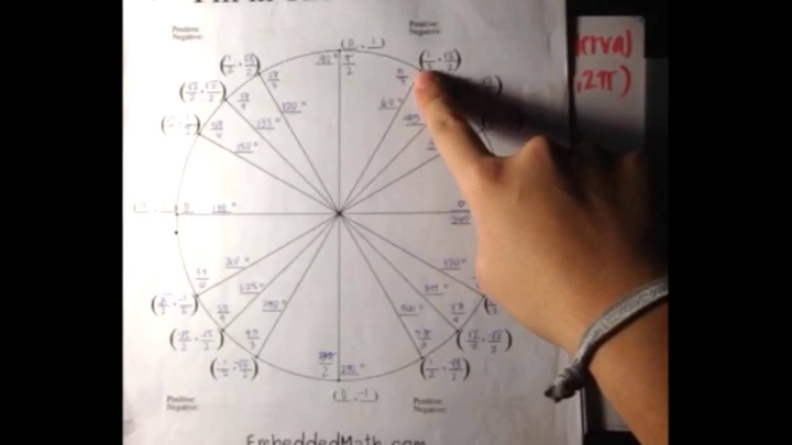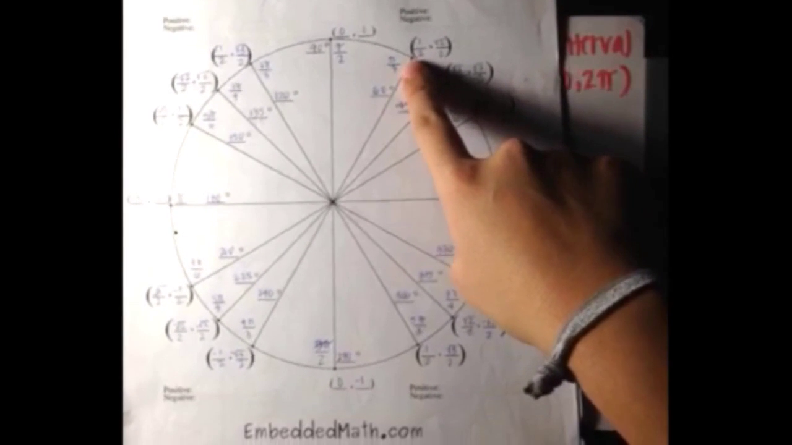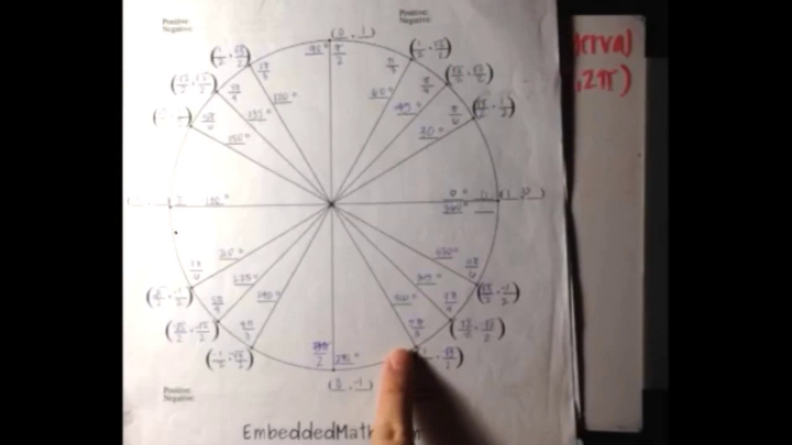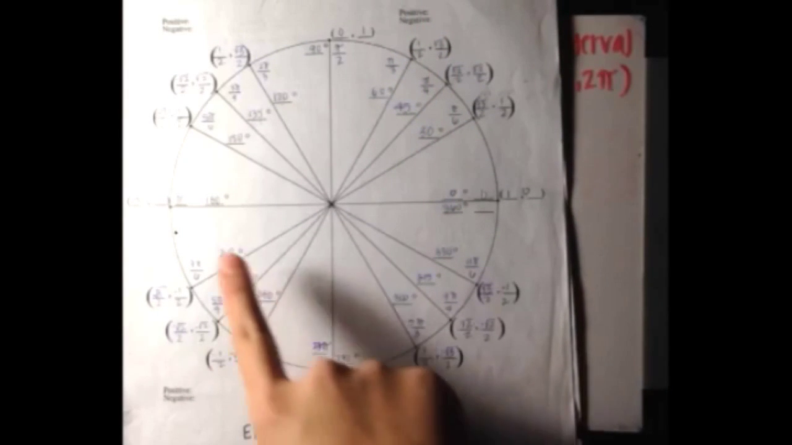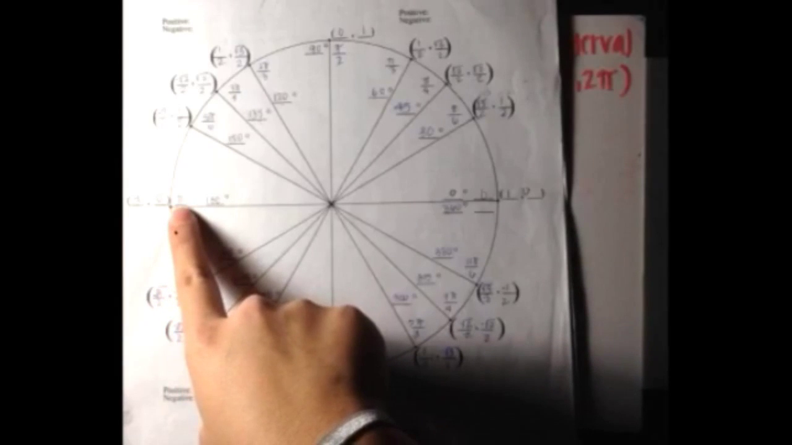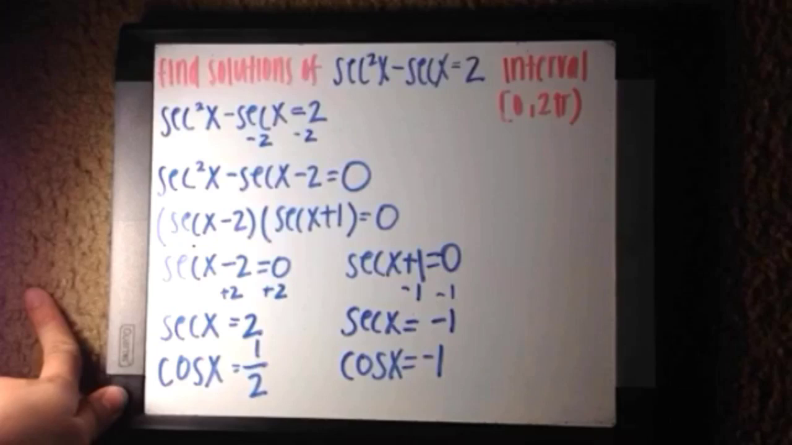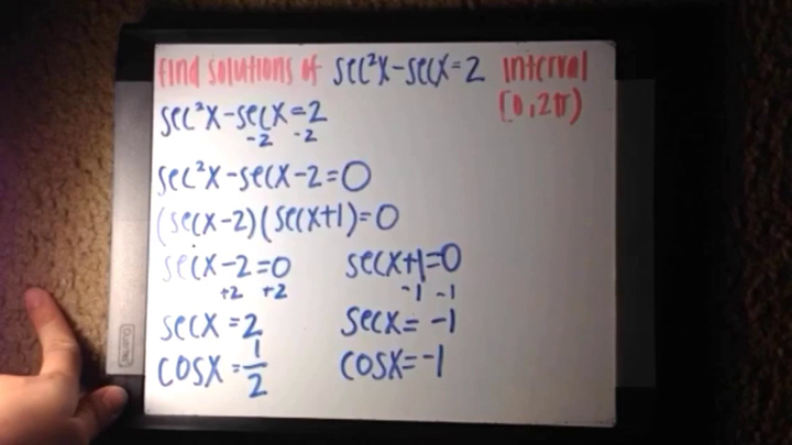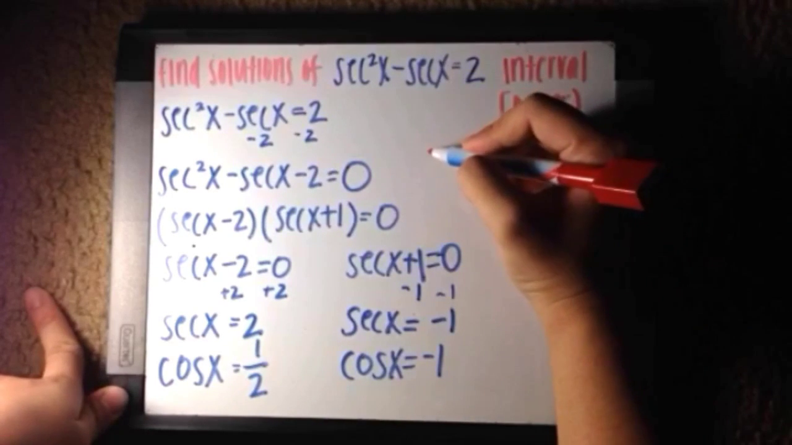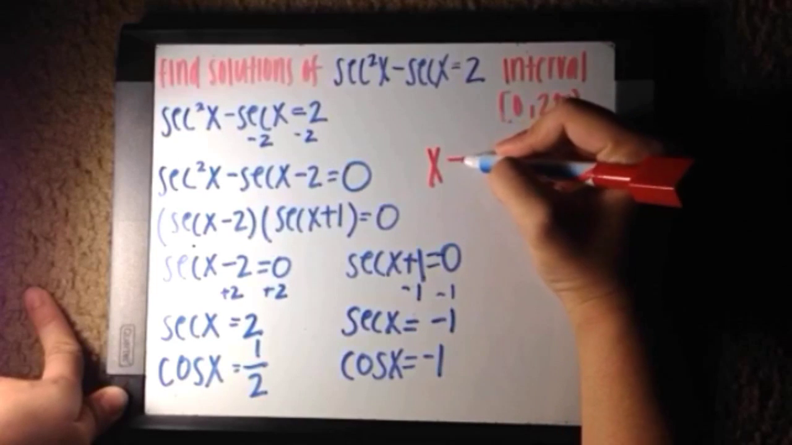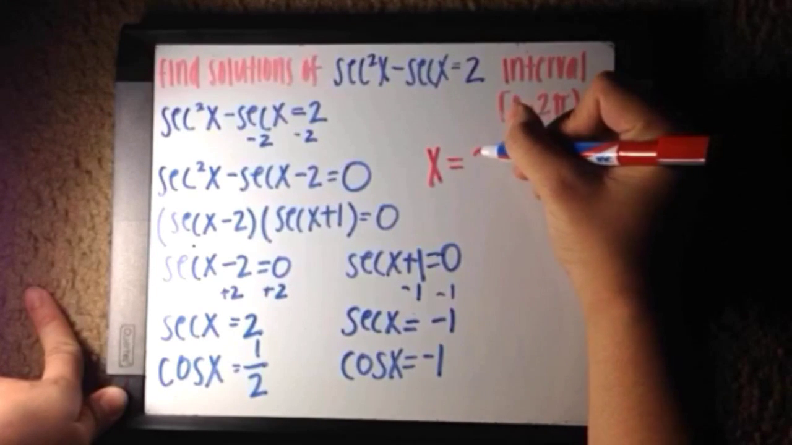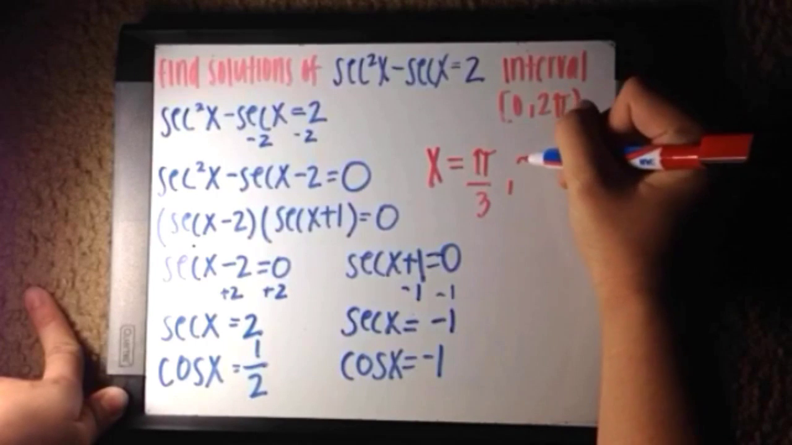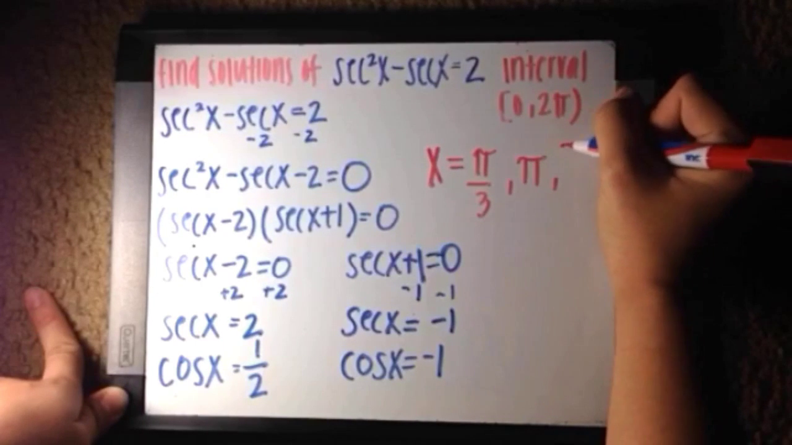Going back to our unit circle, the cosine function equals 1/2 when the angle is either pi over 3 or 5 pi over 3. And the cosine function equals negative 1 when the angle is pi. So in the interval of 0 to 2 pi, the only solutions are pi over 3, pi, and 5 pi over 3.